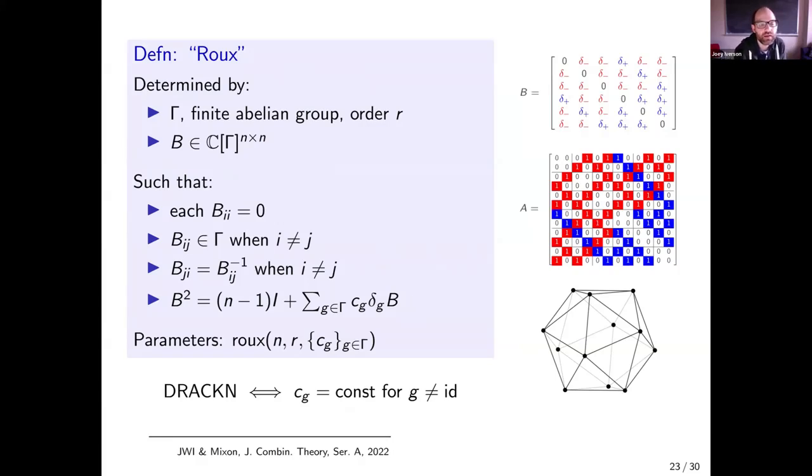So just like a DRACKN, it's determined by a finite abelian group whose order I'll call R. It's actually represented by this square matrix with entries in the group ring. I want zeros on the diagonal. Off the diagonal, I want it to be in the group. I want it to be self-adjoint. Now the quadratic condition is that when I square it, I get this multiple of the identity plus some constants times, if you were to take that B, multiply it by delta G. And then the parameters I record with these CGs, right? So now the case of a DRACKN will be when these parameters are constant for G not equal to the identity. But there exist non-DRACKN RU.